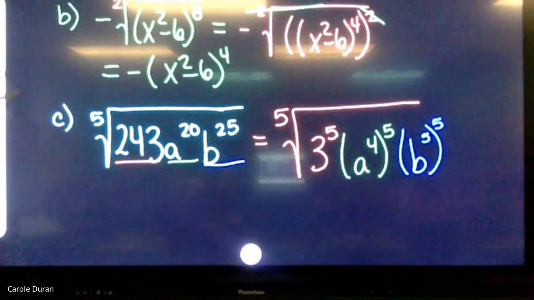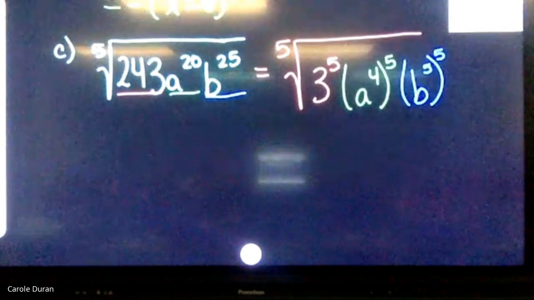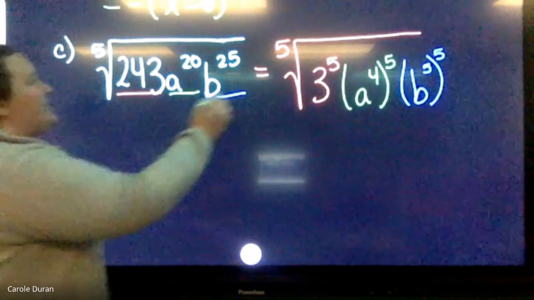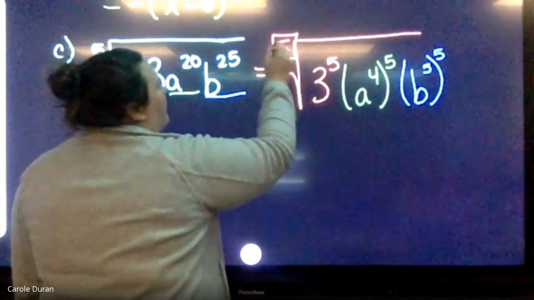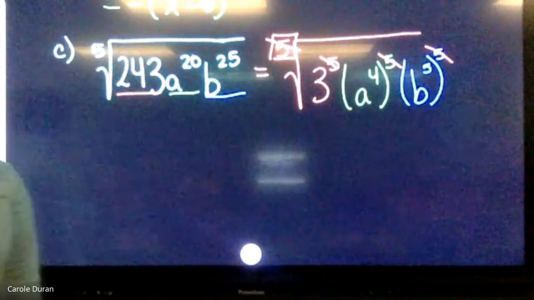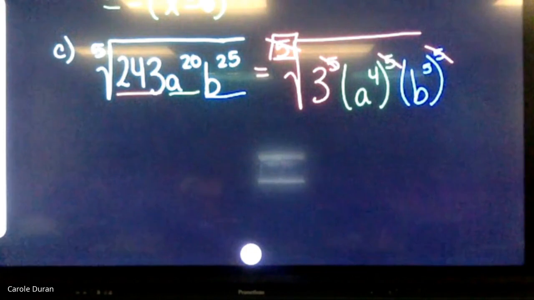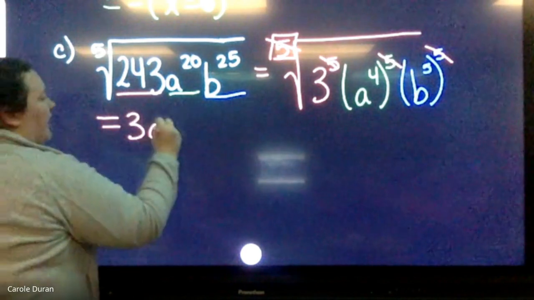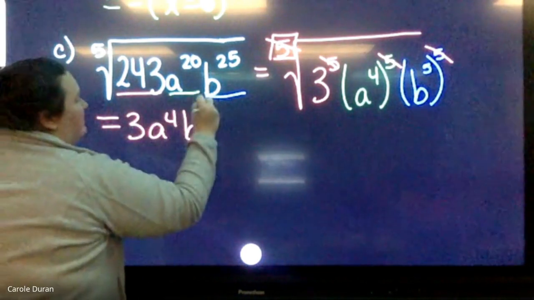Did everybody see how I did that? So now the super cool thing is that this 5 root right here cancels out every outside 5 exponent on the inside. Then what's left is my answer. So this equals 3, A to the 4th, B to the 5th.